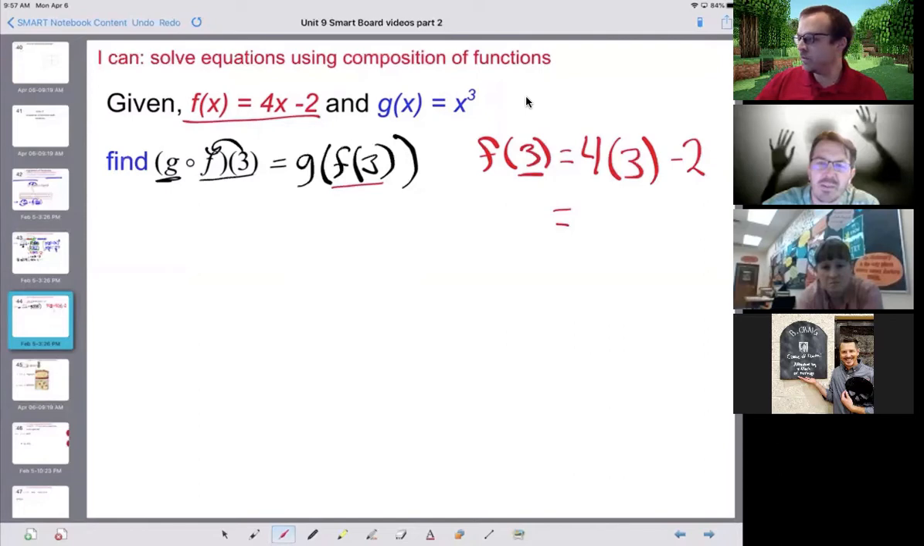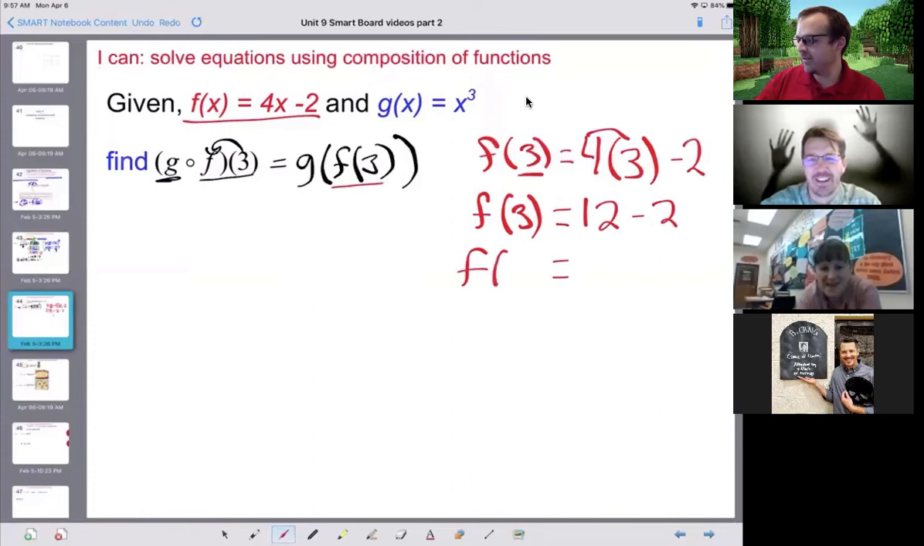We can do our 4 times 3, which is 12. 12 minus 2 is, yes, the silence. 10! There we go. 10! f of 3 is 10. And so right here, we're getting f of 3. f of 3 is 10, so that becomes our new input here. And that means we're going to be plugging 10 into g. Same thing as over here.